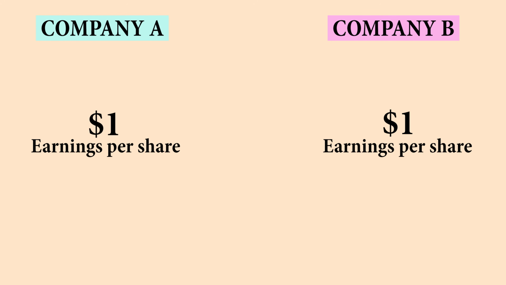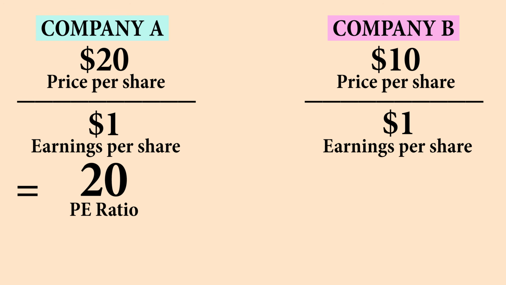tell you. Let's say two example companies, Company A and Company B, both earn $1 per share. To buy shares of Company A, it'll cost you $20 per share, and to buy shares of Company B, it will cost you just $10 per share. In other words, Company A is selling for 20 times its earnings, while Company B is selling for just 10 times its earnings. Right? A PE ratio of 20 versus a PE ratio of 10. At first glance, it might look like Company B is the better investment because it's cheaper, right? It has the lower PE ratio after all.